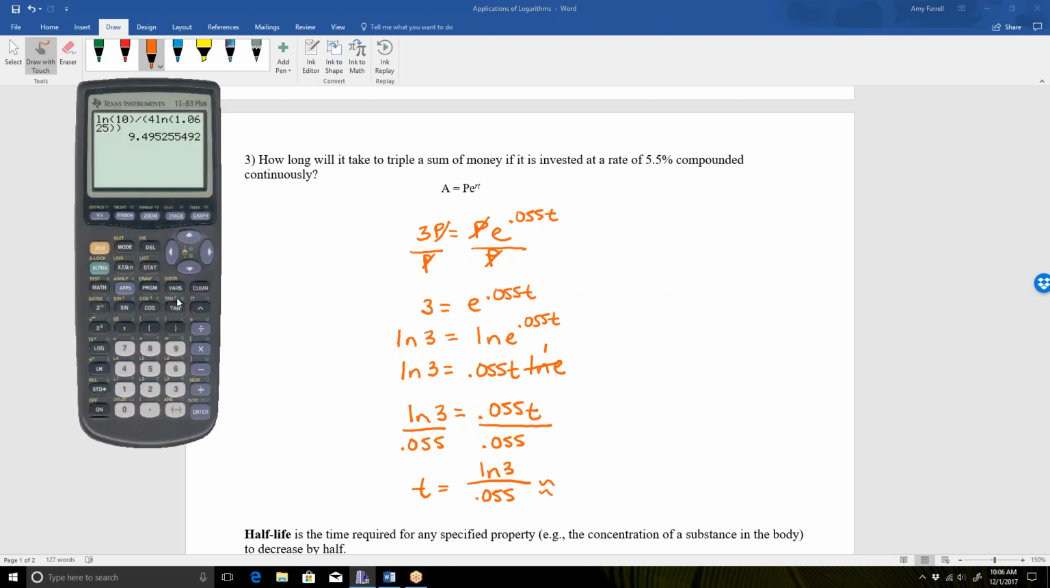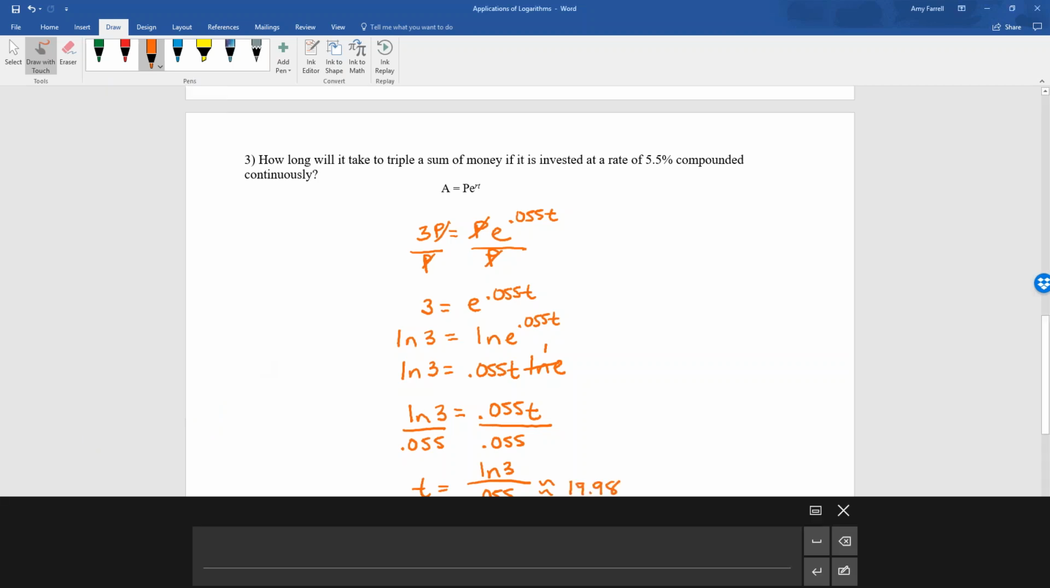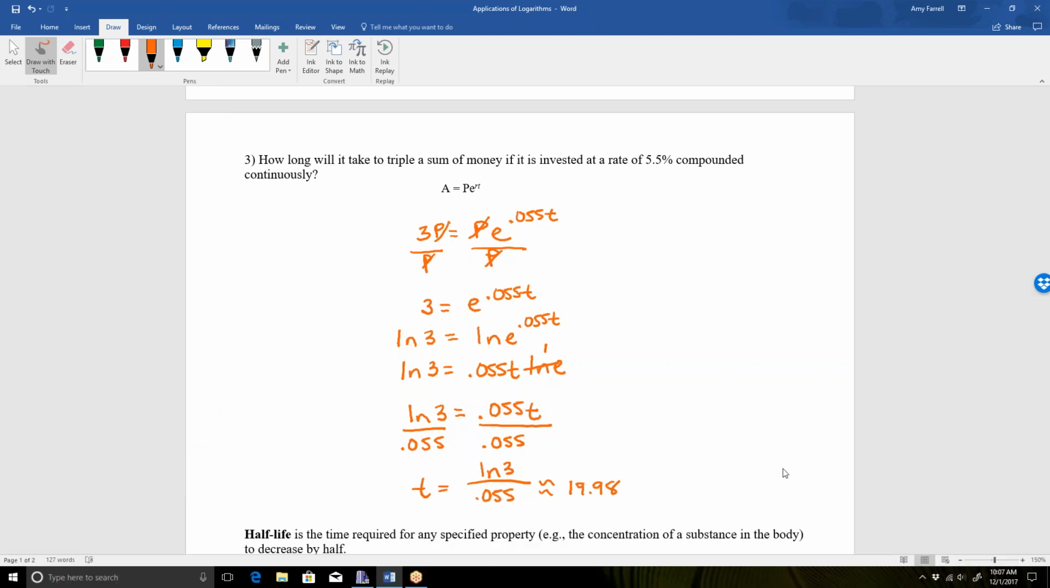So let's see how long it's going to take to triple our money. I'm going to take the natural log of 3 and divide by 0.055, and it's going to take about 19.97 years. Technically, I should say 19.98, because by 19.97 years, we won't quite have tripled our money just yet. It would be close, but not yet. I'm going to round up here. Like I said, I'm sure your instructor will count 19.97 years correct as well. Just 19.98 is a better answer.